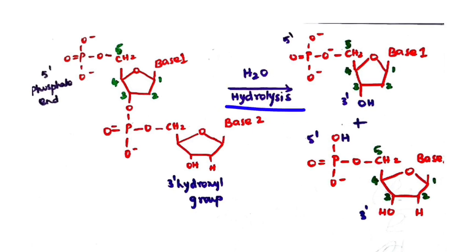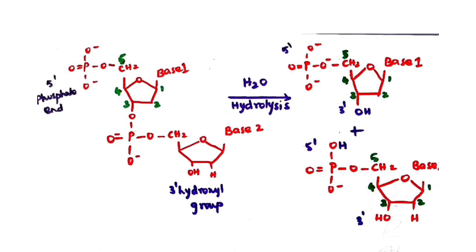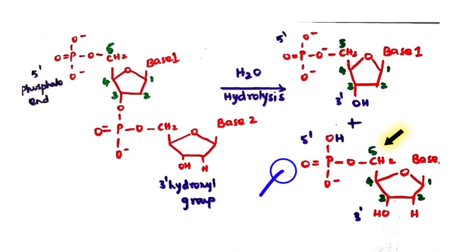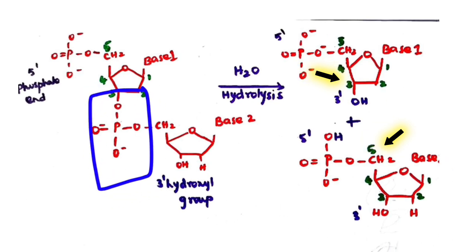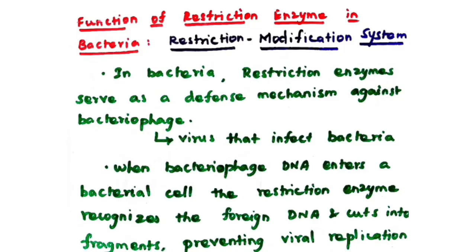This hydrolysis reaction uses a water molecule to break the phosphodiester bond, thereby producing a 5' phosphate group on one side and a 3' hydroxyl group on the other. This phosphodiester bond is the linkage between the 5' phosphate group of one nucleotide and the 3' hydroxyl group of another nucleotide. Then next let's see what is the main function of this restriction enzyme in bacteria.